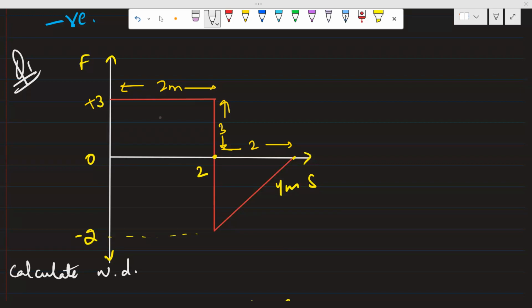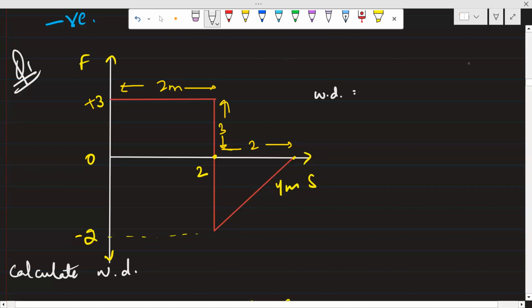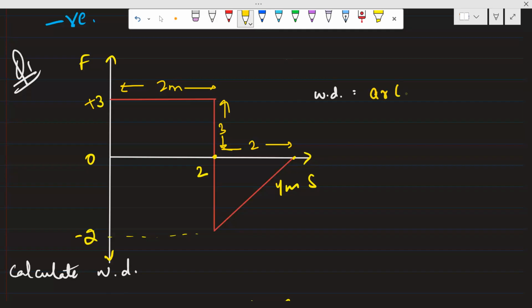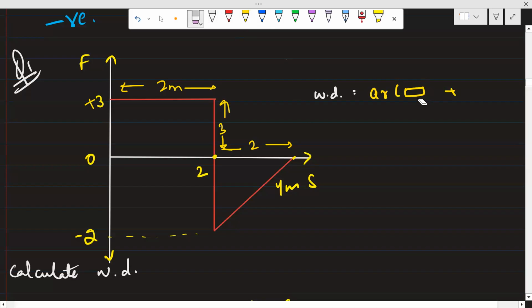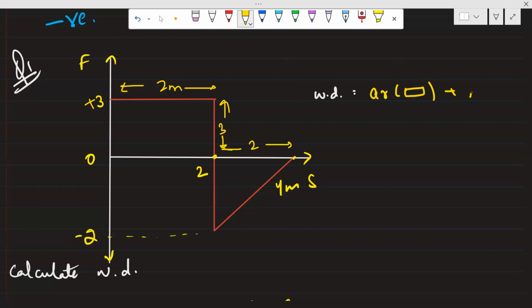Okay, look, this is a rectangle and this is a triangle. So for work done, you have to get the area under the curve. So this will be the area of the rectangle plus area of triangle. Now look here. The area of the rectangle will be simply length into breadth. So 3 into 2 plus. Now let's talk about the triangle. This will be half into base into height.